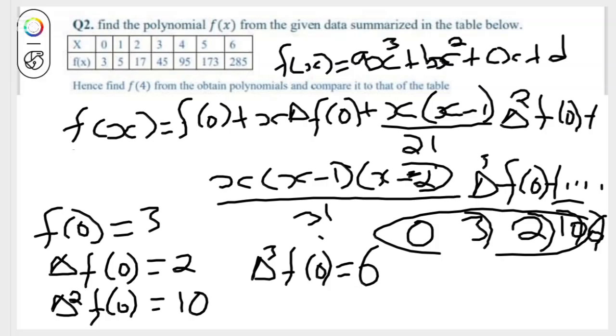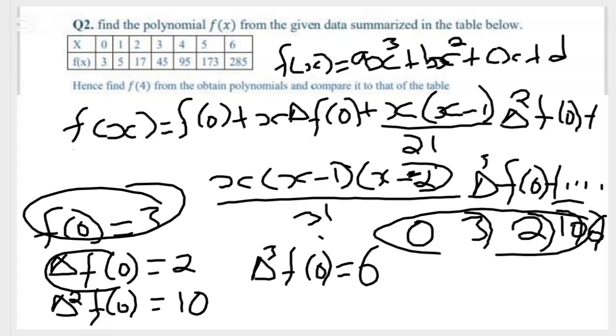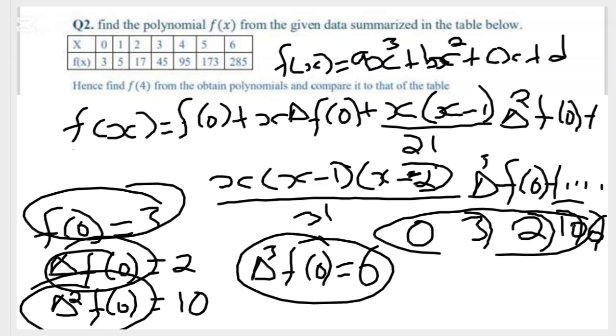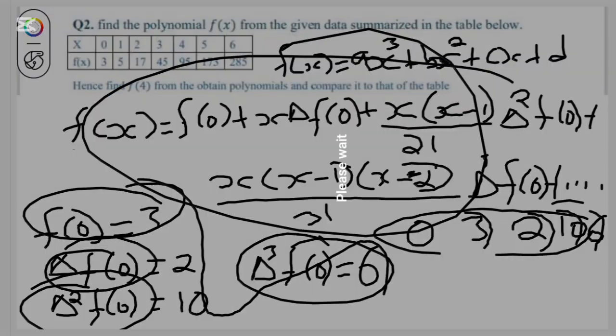Those numbers that I found, f of 0 and d f of 0 and d square f of 0 and d cube f of 0. So you have to take note of where I found those values of 3, 2, 10, and 6. So therefore I'm going to substitute those f of 0, df, and those 4 values that I put, which is 3, 2, 10, and 6. So I'm going to substitute them in this formula that I write.